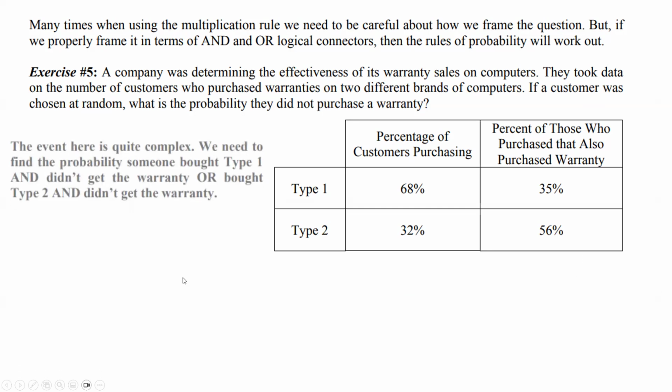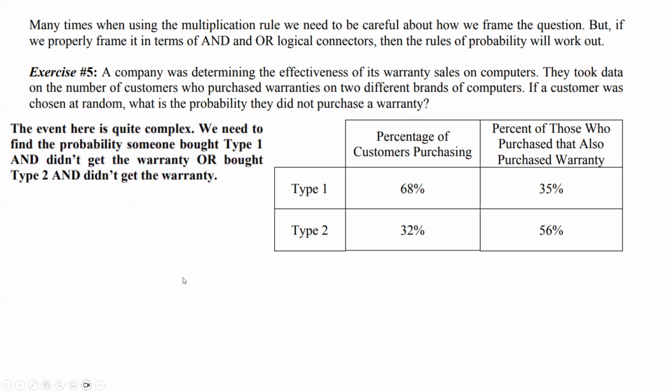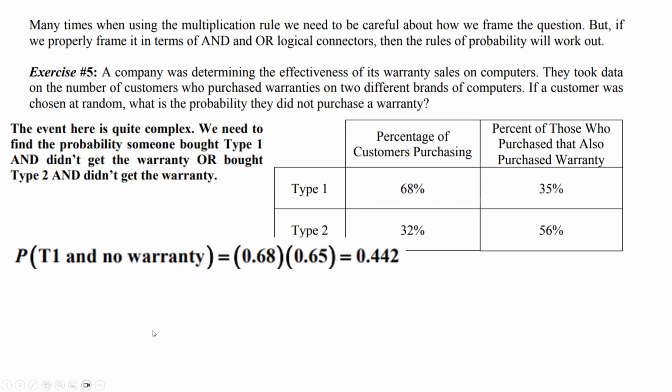Okay. The event here is quite complex. We need to find the probability someone bought type 1 and didn't get the warranty, or bought type 2 and didn't get the warranty. And again, we don't have the data on this chart of those that didn't get the warranty, but we can use the 100% minus situation. So here we go. Okay. It all pops up at once. I forgot to fix the animation.